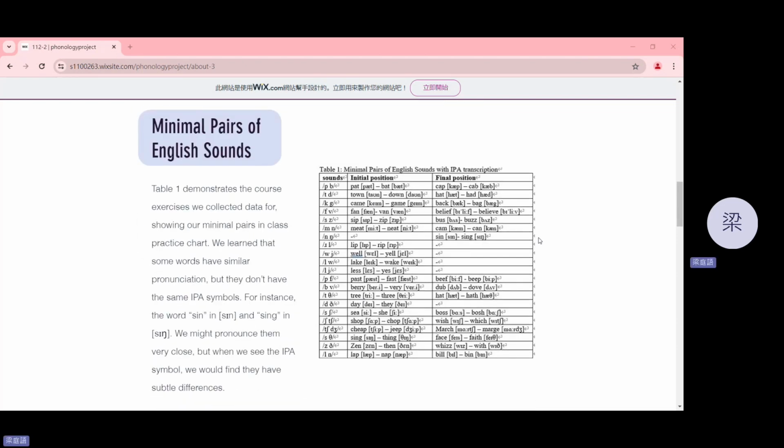First is about minimal pairs of English sounds. On the right side is Table 1, minimal pairs of English sounds with IPA transcription. Table 1 demonstrates the course exercises we collected data for, showing our minimal pairs in the class practice chart. We learned that some words have similar pronunciation, but they don't have the same IPA symbol.